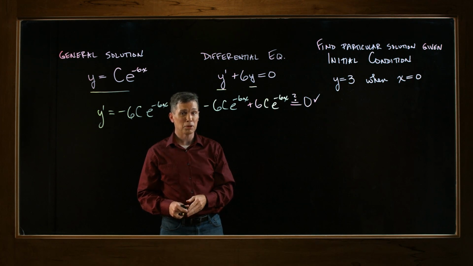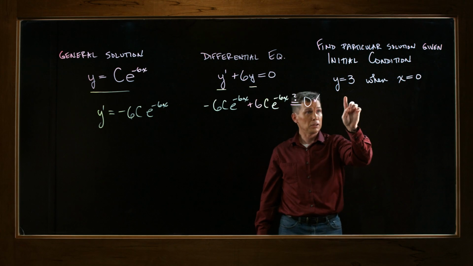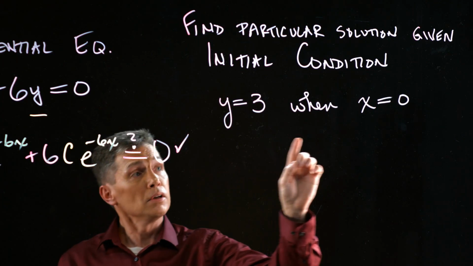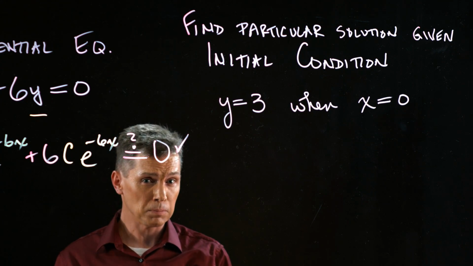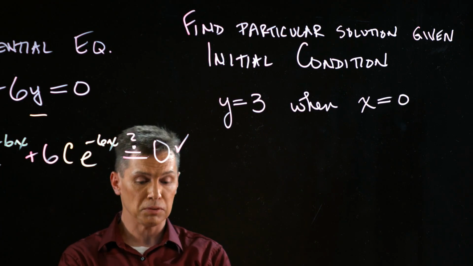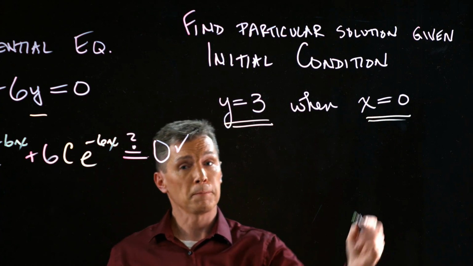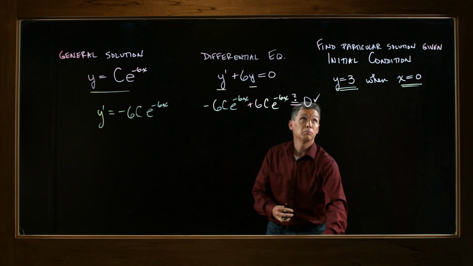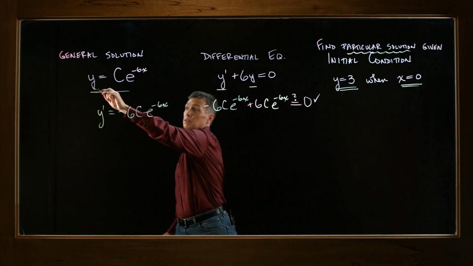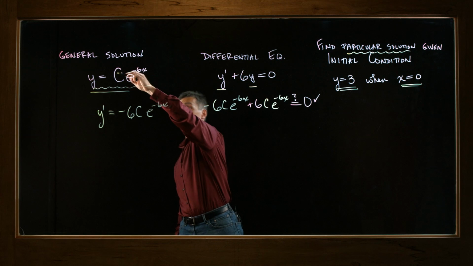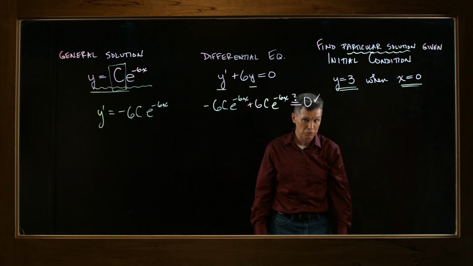Okay, the second half of the problem, we're asked to determine a particular solution that satisfies this given condition. This given condition tells us that y equals 3 when x equals 0. And what that means then is they've given us a specific value for y and a specific value for x. And whenever they ask me for a particular solution, that means they want this function, but with an exact value for c. So we're trying to solve for c.